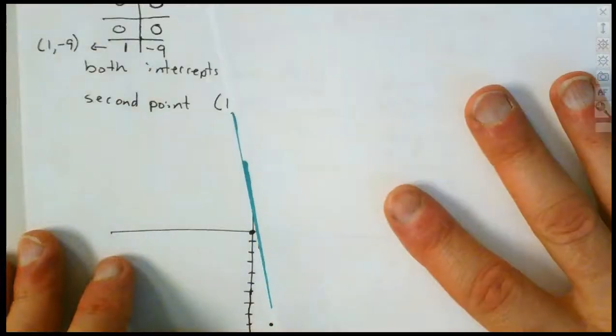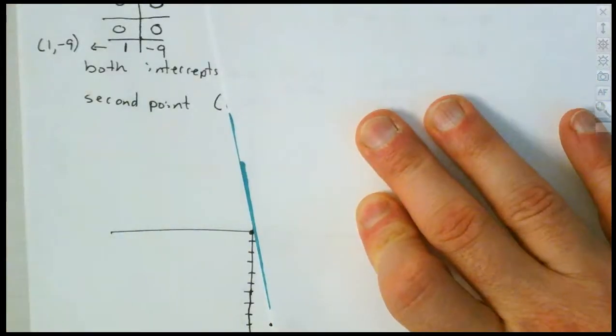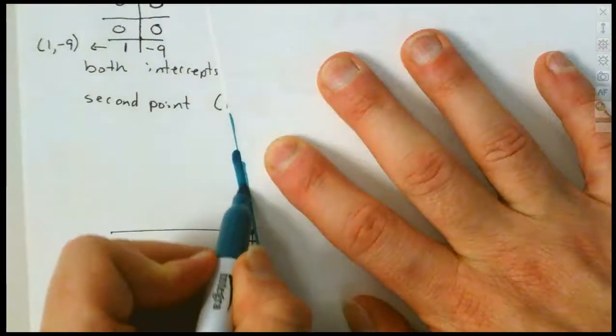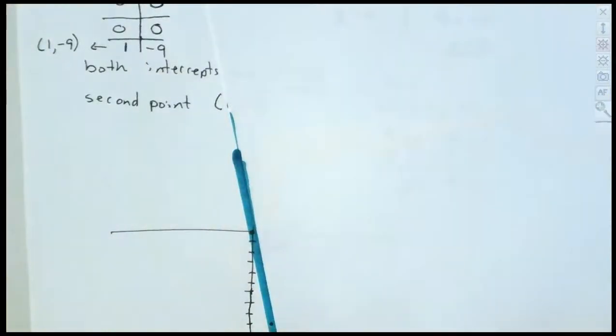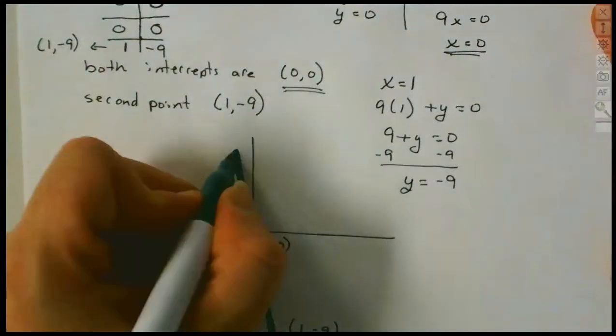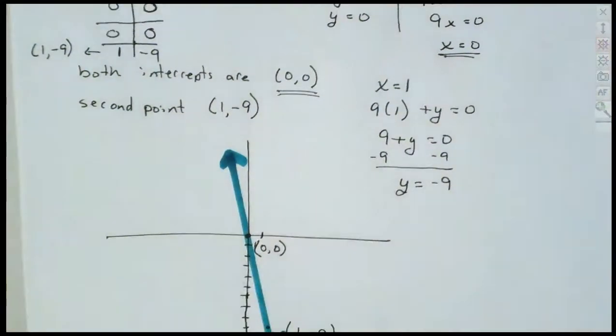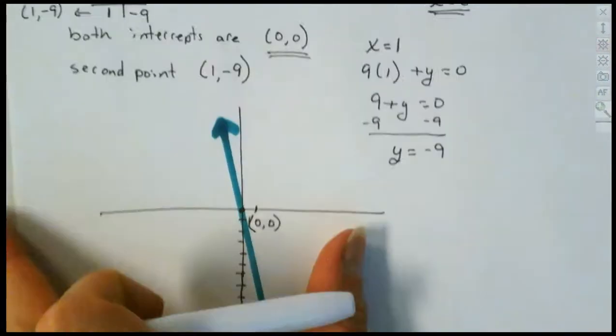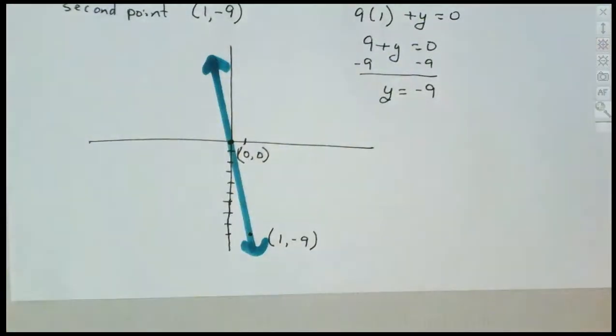So whenever you get the double 0, you've got to have another point. You can use any value that you want. I usually pick x equals 1 because it's easy. That gave me 1, negative 9. And I use that 1, negative 9 to plot it with the double 0 to make my graph. And that was question number 5.